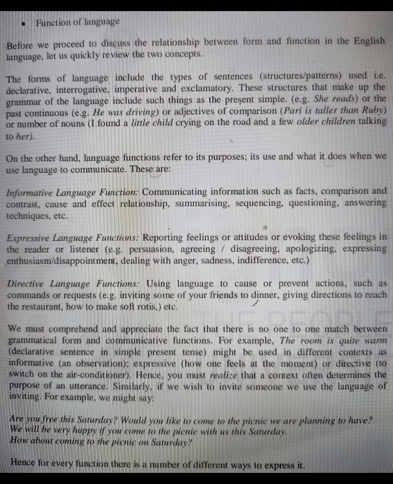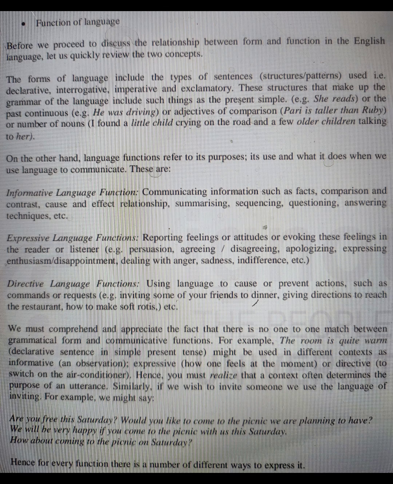We must comprehend and appreciate the fact that there is no one-to-one match between grammatical form and communicative functions. For example, the room is quite warm, a declarative sentence in simple present tense, might be used in different contexts as informative, an observation, expressive, how one feels at the moment, or directive, to switch on the air conditioner. Hence, you must realize that a context often determines the purpose of an utterance.